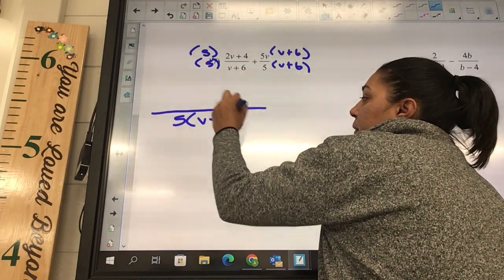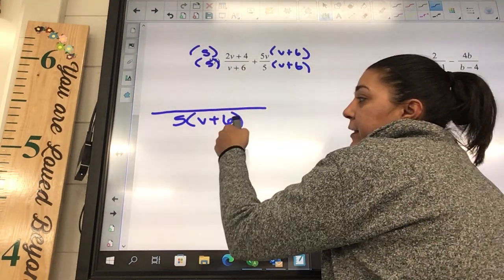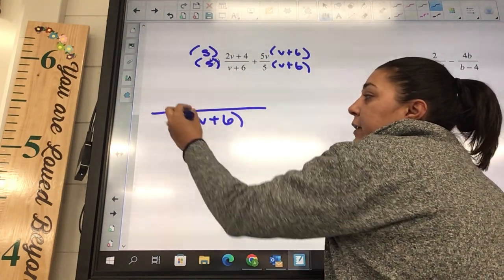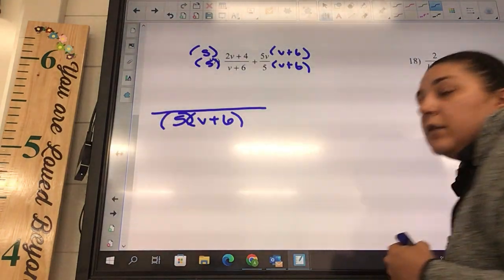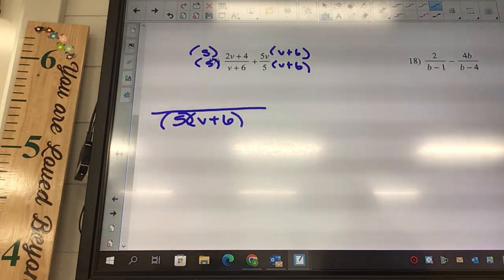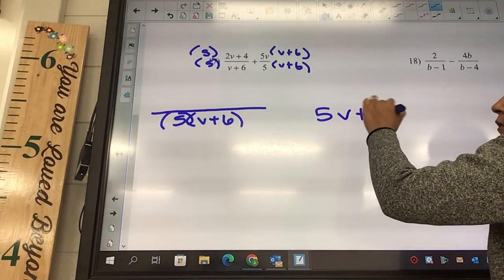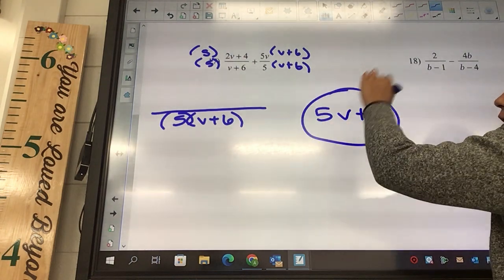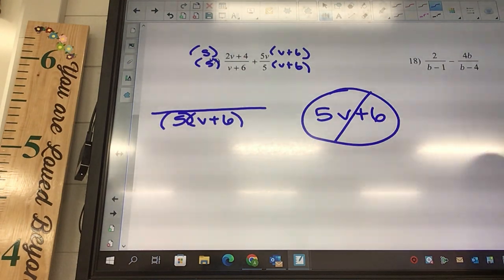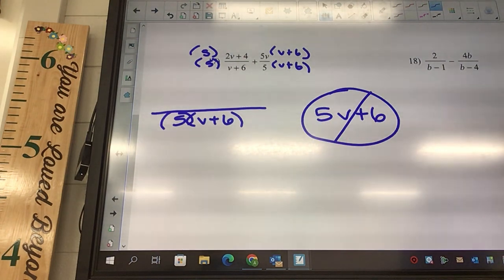Perfect. Okay, and if you want to do like this, look at me. If you want to do it like this or like this, it's totally fine. Okay? Parentheses around both or just parentheses around the b plus 6. You are not allowed to do this. This is a no-go. This is not allowed. Okay, you cannot just do 5 and then b plus 6, because that means 5b plus 6. But it's really 5 times b plus 6.